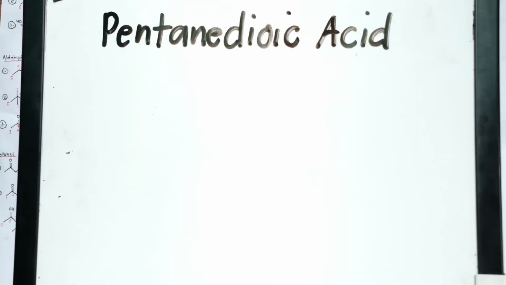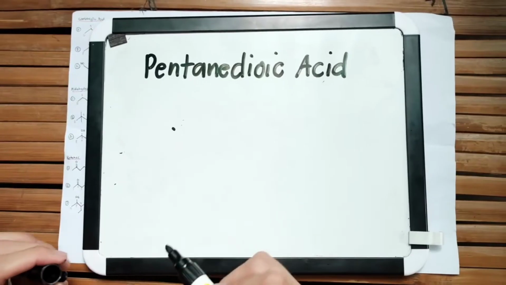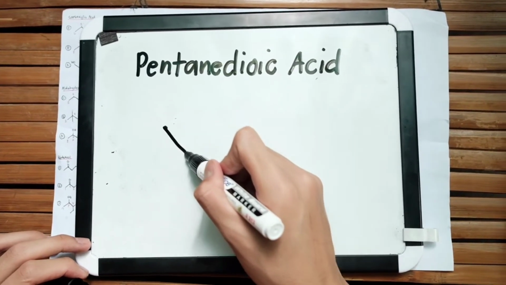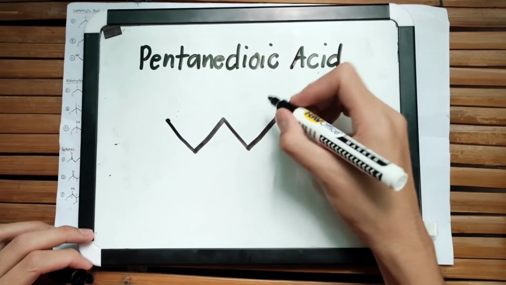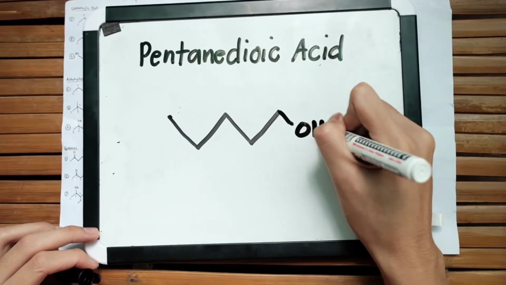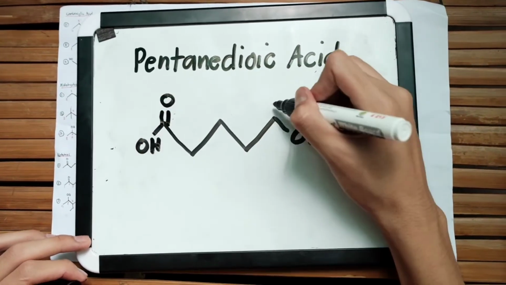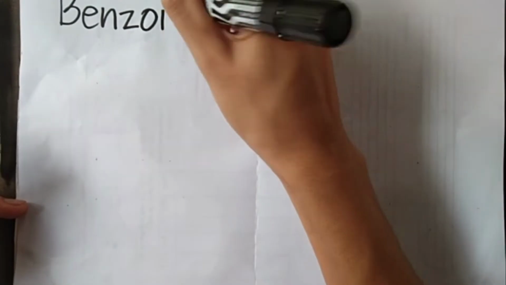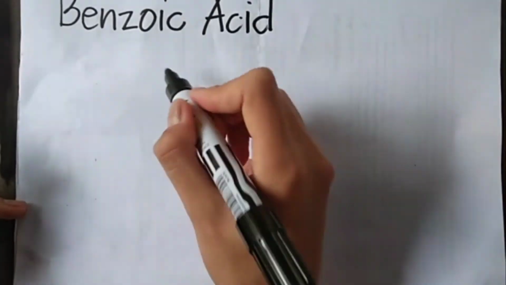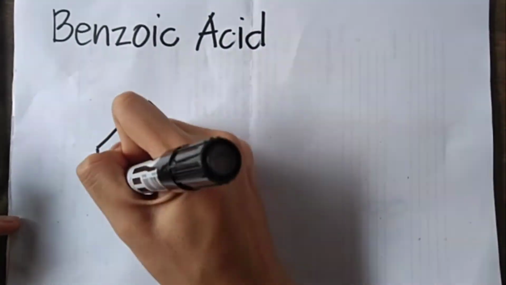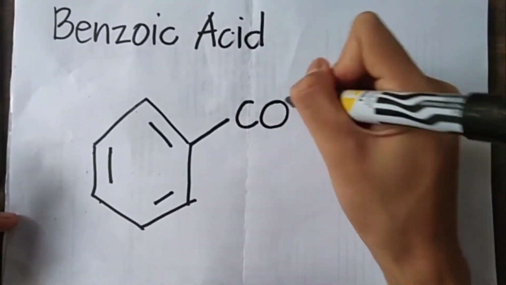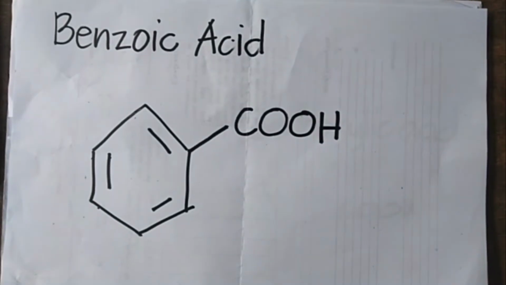In drawing the structure of pentanedioic acid, we must start with the parent chain, which is pentane. We will draw a 5-carbon chain. After that, since it is dioic acid, we add a carboxylic acid group to each terminal carbon. In drawing benzoic acid, we start with drawing a benzene ring, and then we attach a COOH to one of the carbons of the benzene ring.